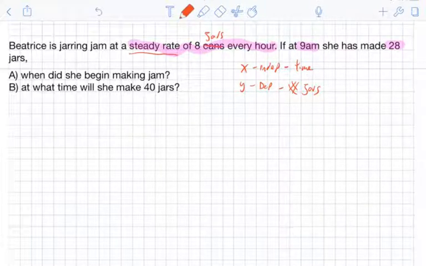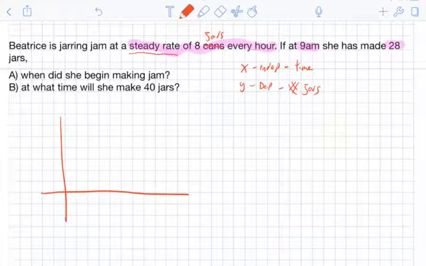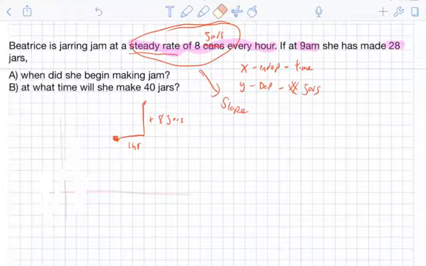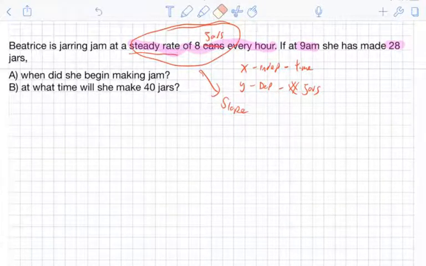If we were to graph this, solve this graphically, the first data point would be, I don't know, somewhere over here. 8 jars every hour. That means that 1 hour later, she would have made an extra 8 jars, right? This expression of what the rate is tells us what the slope is of our function. In other words, you don't have to bother with all this graphical stuff. You can just read off the slope from the expression.